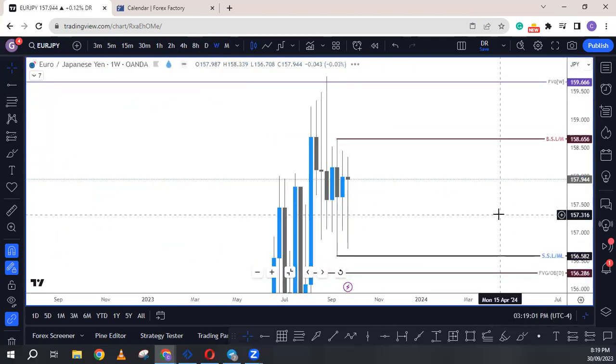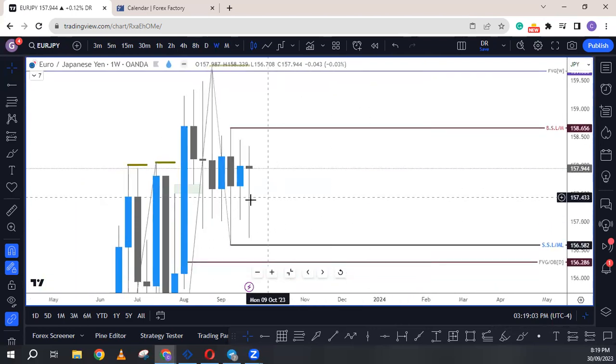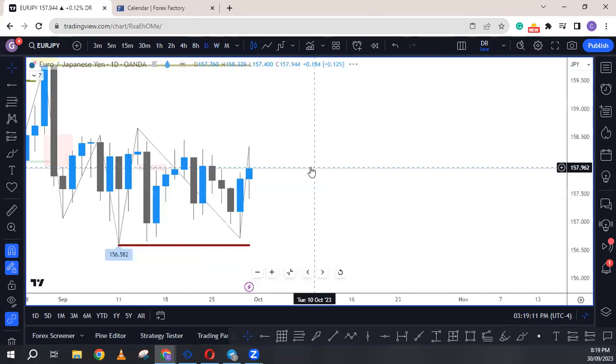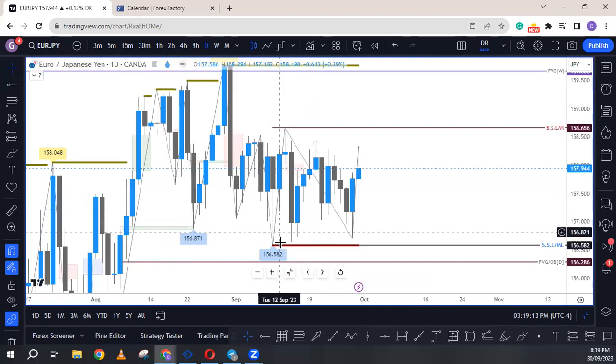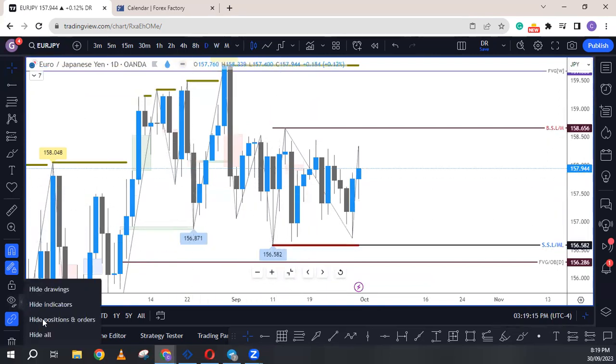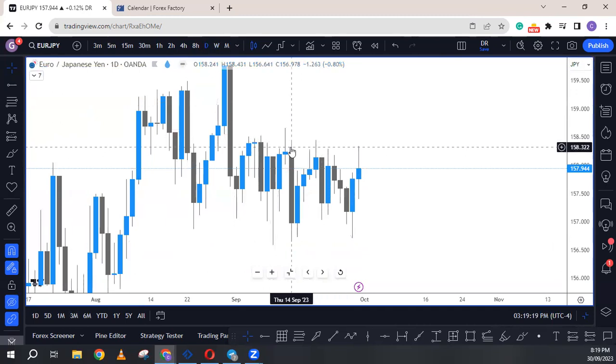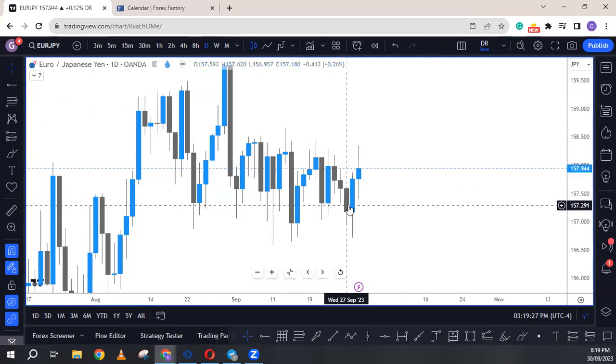Let's look at it from the weekly. You can see that this big candle here, that's last month's candle, price has just been dancing within it. If you go into the daily, let me hide all. You can basically see that this candle here with the high at 158.43 and the low at 156.64, price has been dancing within it.